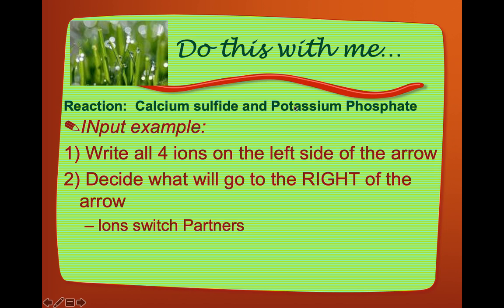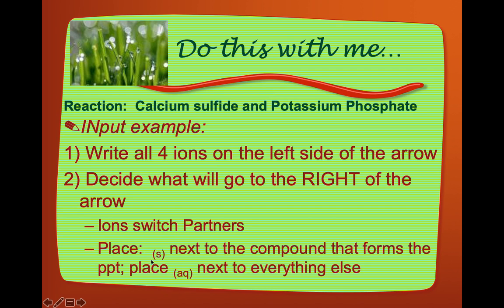But here's the part that is the new chemistry. 2 of these ions make the precipitate that we saw, and the other 2 ions stay dissolved as ions. So what we're going to do is figure out what compound was the precipitate, and we're going to put a little S next to it. We're going to put the AQ, because it stayed dissolved, next to anything else.